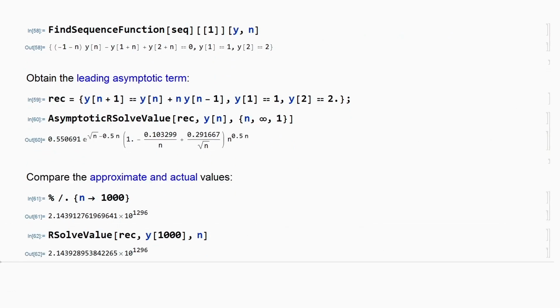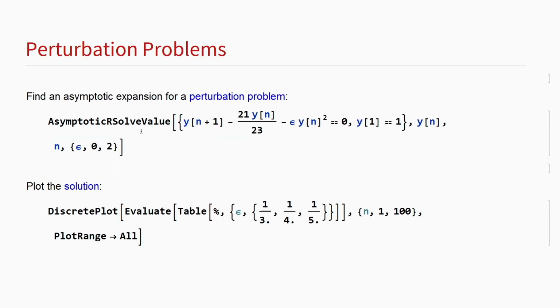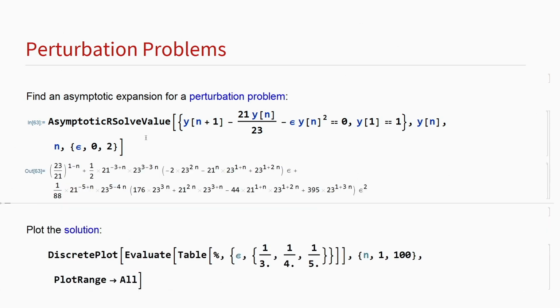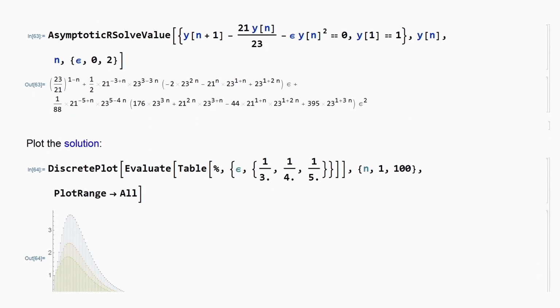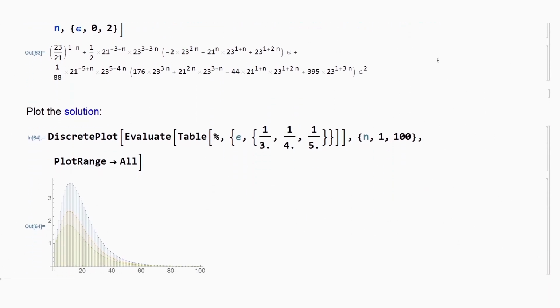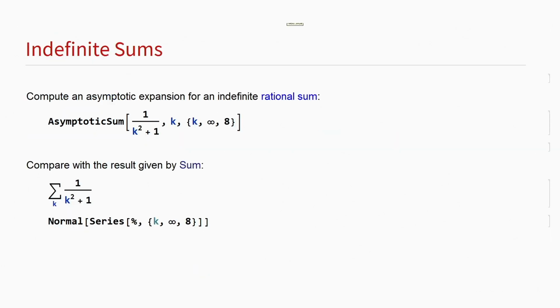Okay, so before I leave the topic, something about perturbation problems where you've got a parameter epsilon, and what happens over here is you have a solution which has a parameter in it in the answer, and the exact solution is a geometric sequence, but the approximations have got some kind of peaks in them. So on to the next theme, which is asymptotic sums.